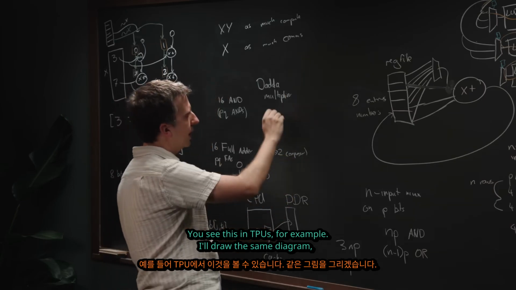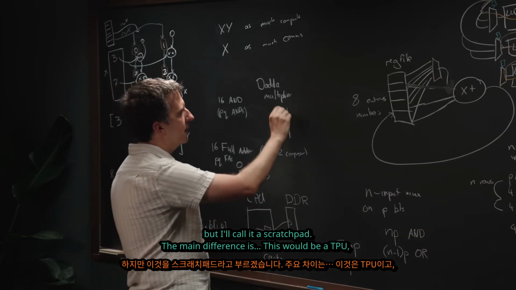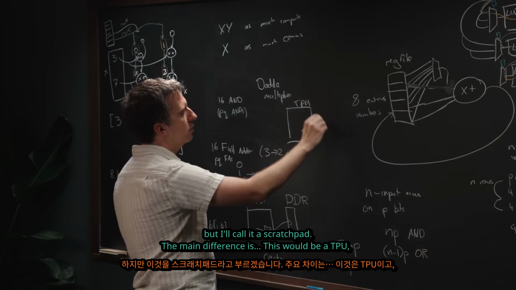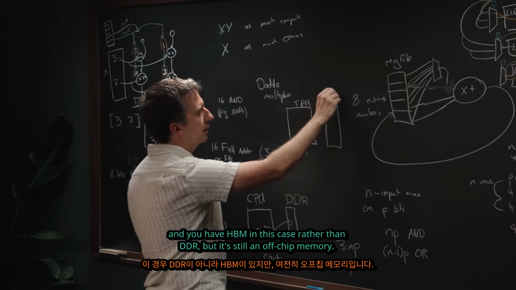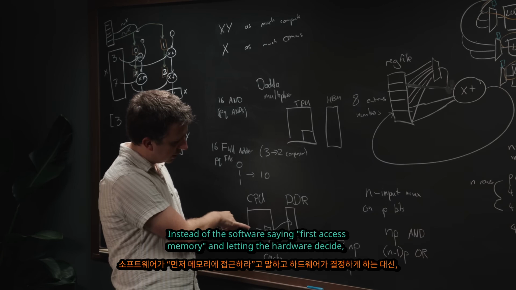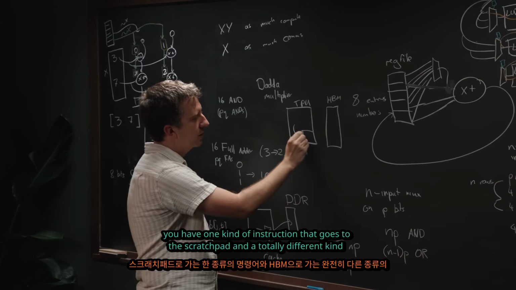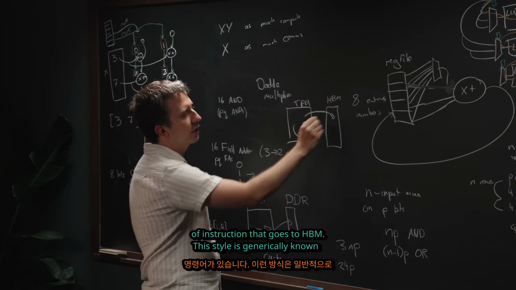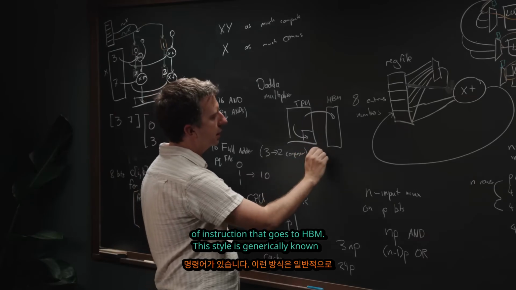The TPU instead has, I'll draw the same diagram, but I'll call it a scratchpad. So this would be a TPU and then HBM in this case rather than DDR, but it's still an off-chip memory. And instead of the software saying first access memory and then the hardware decides, you've got some instructions that go here, one kind of instruction, and then a totally different kind of instruction that goes to HBM. And so this style is generically known as scratchpad.